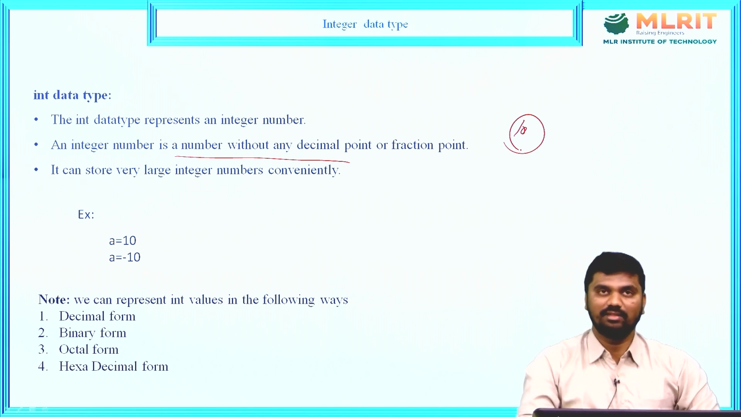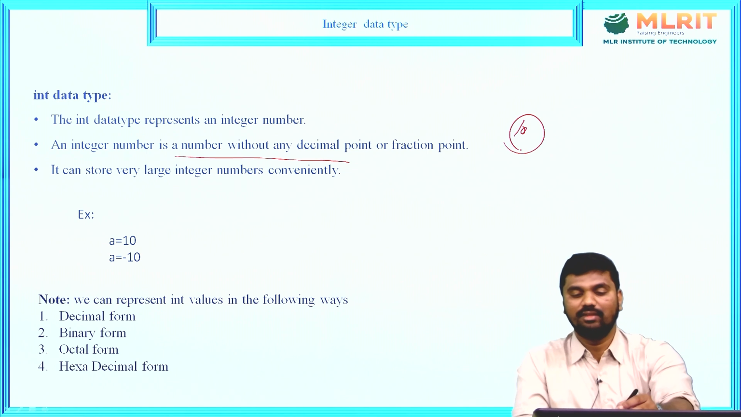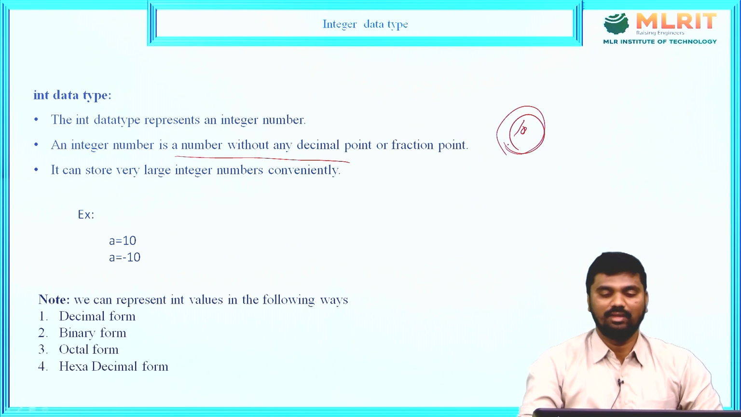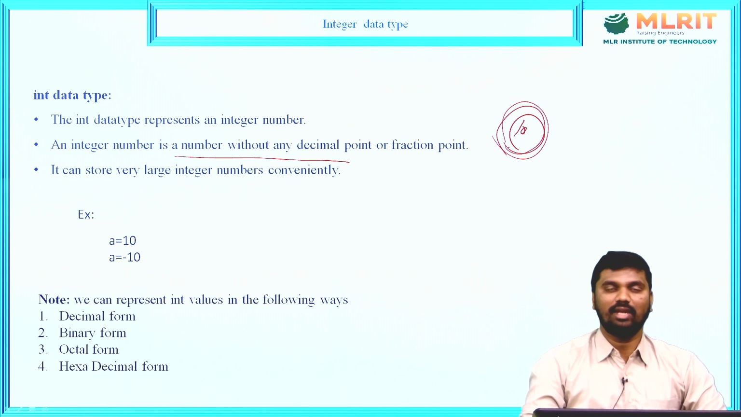10 is a whole number. We can consider that an integer because this number does not contain any decimal point or fractional value. So this type of value we consider in Python as integer values. Any number without a decimal point or fraction point is considered an int data type. Next, in Python, the int data type stores very large integer numbers. Why? Because in Python we don't have the long data type as we had in Java.